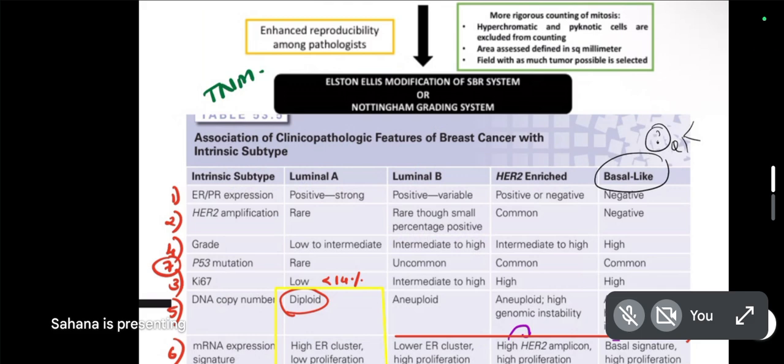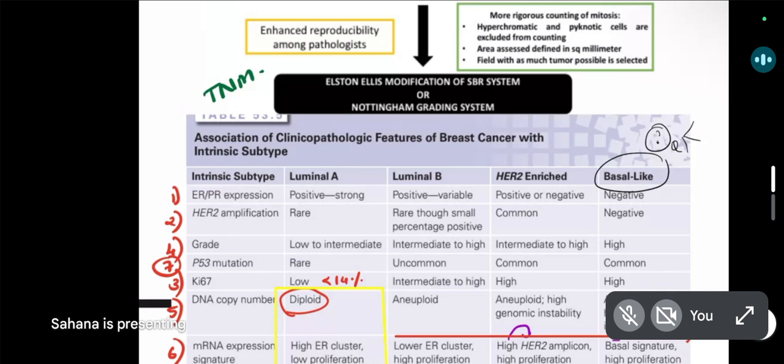Basal-like. Okay. So first you will start with ER, PR. Second will be HER2. Third will be Ki67. Follow it up with grade. These are something that you will get in your pathology report. Then you will write the DNA, go to molecular level like DNA, mRNA. Then P53 mutation you will add. So you basically know what's luminal A, B, HER2 and basal-like.